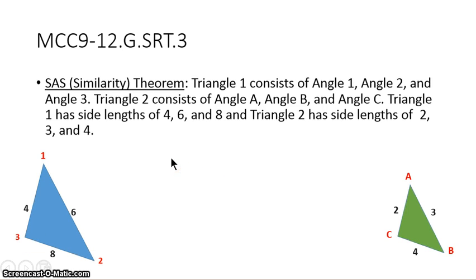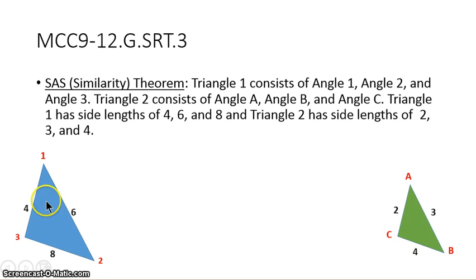Because they are the same shape, yet they have different sizes. SAS similarity theorem. Triangle 1 consists of angle 1, angle 2, and angle 3. Triangle 2 consists of angle A, angle B, and angle C. Triangle 1 has side lengths of 4, 6, and 8, and triangle 2 has side lengths of 2, 3, and 4. Now, let's say that the sides on triangle 1 are sides 1 to 3, which would have the side length of 4, and 3 to 2, which would have the side length of 8. And on triangle 2, the sides would be A to C, which should have the side length of 2, and C to B, which should have the side length of 4.